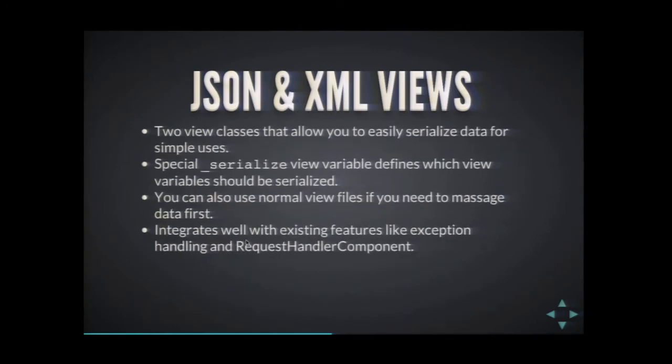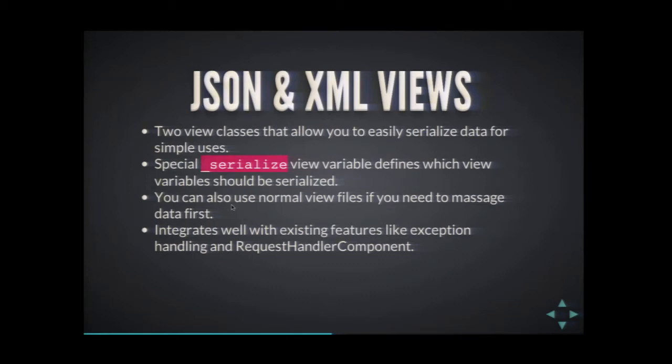So instead, we created two classes that allow you to easily serialize JSON and XML. You just define a special serialize view variable, and the view will notice that the variable's there. It'll go and find all the other variables that match that name and serialize them into whatever format it is, whether it's JSON or XML. This has also been designed to work well with the request handler component, so that if you send a content type of application JSON, it'll automatically switch you into the JSON view. So you don't have to do a ton of work to make a JSON API. You can just define one extra view variable and add the request handler component, and it all just works.